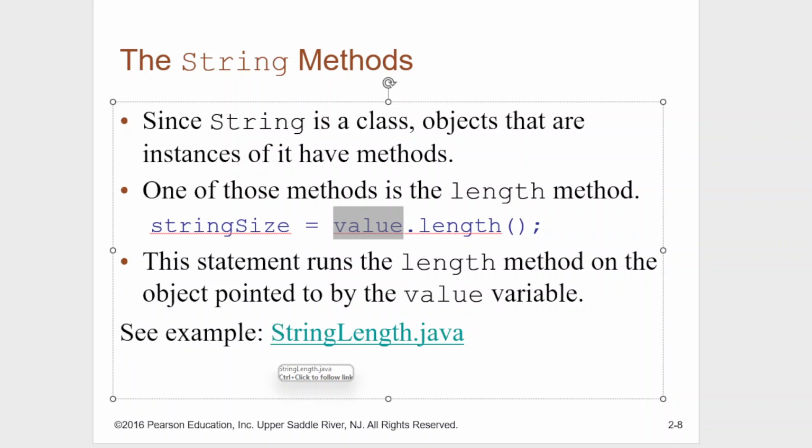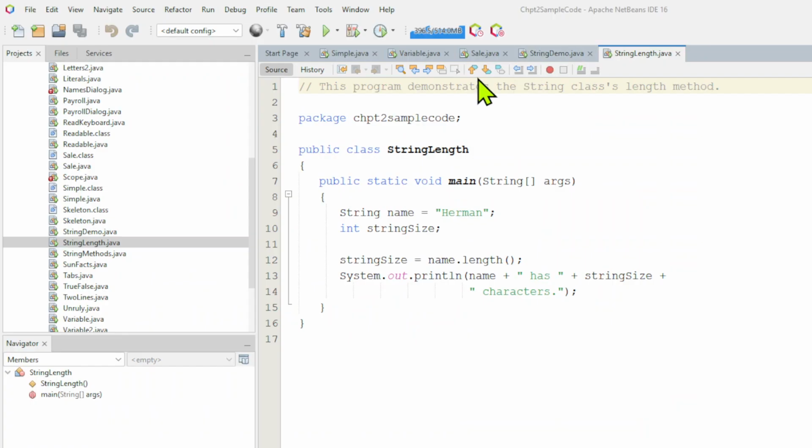Let's pop over again into Java and take a look at this. What we've got here are two variables. One is a String that carries the name Herman, and the name of the variable is name. And then we have an integer, stringSize.